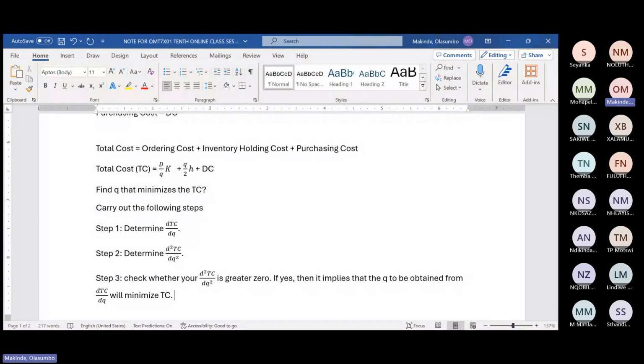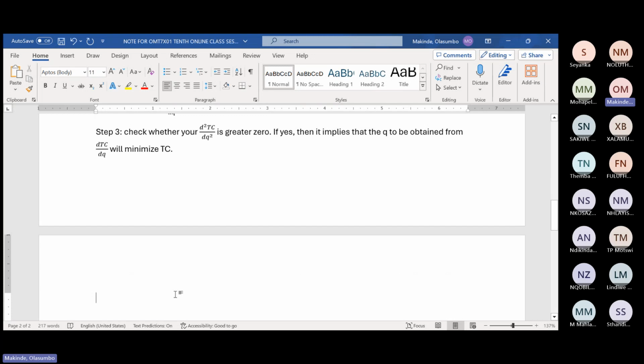So let's go and check whether this d square TC dq square, if we do that differentiation, will give us a positive result. If it gives us a positive result, it means that actually the Q we are going to get from this dTC dq will minimize the total cost, and that means that Q will now become the economic order quantity, which is the EOQ formula.